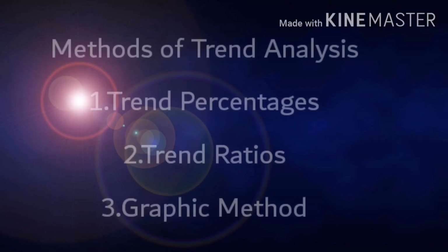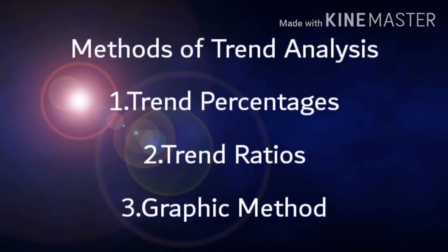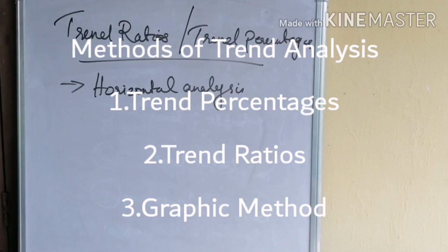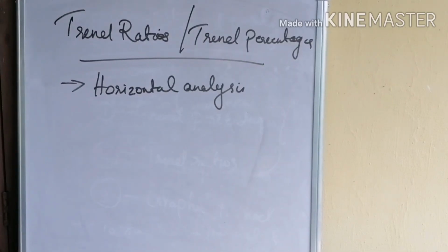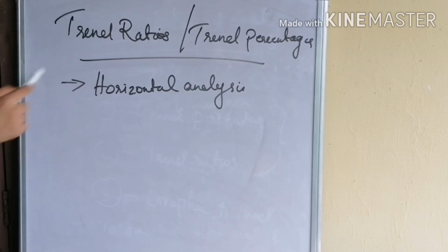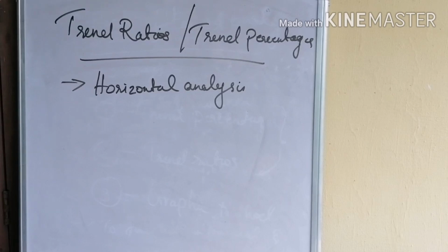And the methods of trend analysis are trend percentages, trend ratios, and graphic method. Of these methods, trend percentages and ratios are used. Trend ratios or trend percentages are one of the horizontal analysis methods. In trend analysis, a base year is selected first and normally the earliest year is considered as the base year. Then each item of the statement in the base year is taken as 100 and on that basis ratios are calculated in the remaining years.